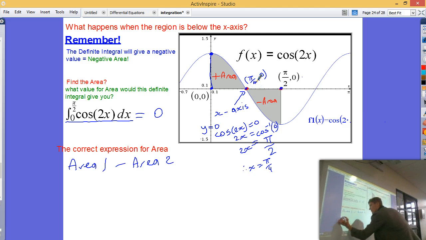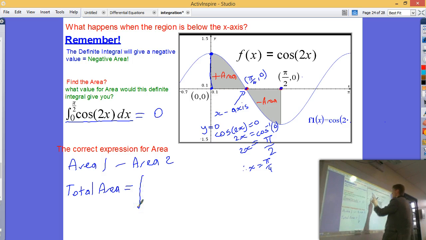So, area 1. Let's put it all together as a total area expression. Area 1 is positive area, so I'm going to keep it as a positive definite integral from the lower limit of 0 up to the upper limit of pi on 4, that x-axis intercept of my function, cos of 2x dx.